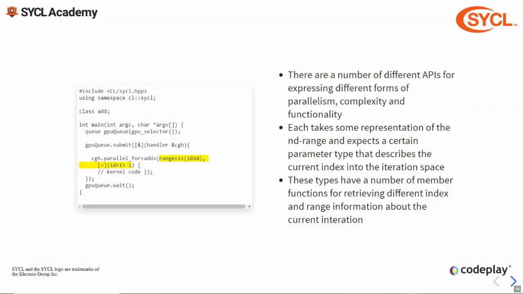There are a number of different APIs for expressing different forms of parallelism, complexity, and functionality, depending on your use case. Each one takes the callable, but also takes some representation of the ND range. The callable also must take as a parameter a specific index type, which represents the current work item within the ND range's iteration space. And the type expected is relative to the API. In this case, we pass a range object, which represents the global range, and the callable takes an ID object, which represents the global ID within that range. These index types have a number of member functions for retrieving different information about the current iteration.